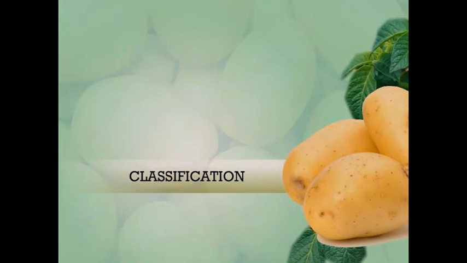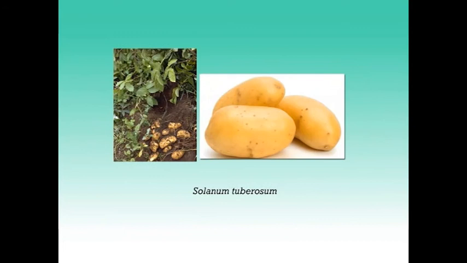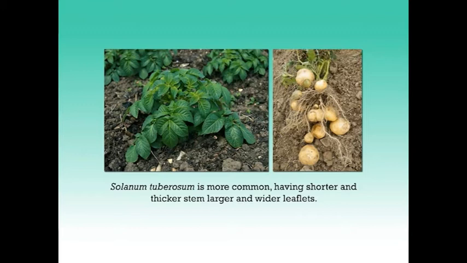Now let's see about the classification of this crop. A total of 7 cultivated species were domesticated, and they remain the most important crop in the high Andean regions where the greatest genetic diversity of cultivated potato is concentrated. Of the cultivated species, the commercial potato generally belongs to 2 species, Solanum indigenum and Solanum tuberosum, while Solanum tuberosum is more common, having shorter and thicker stem, larger and wider leaflets.